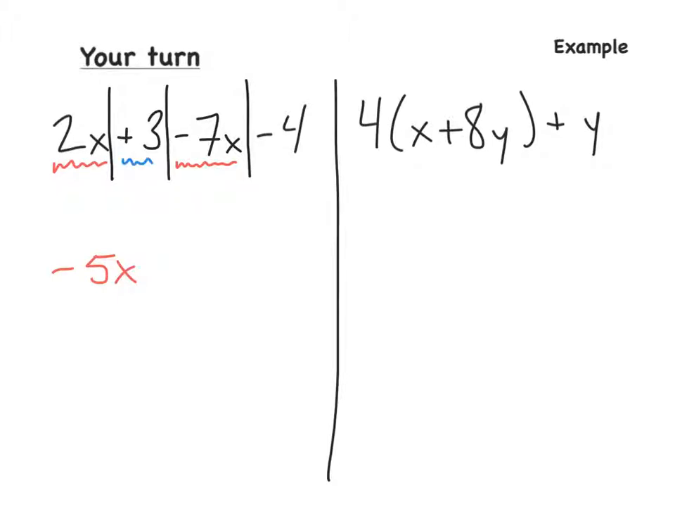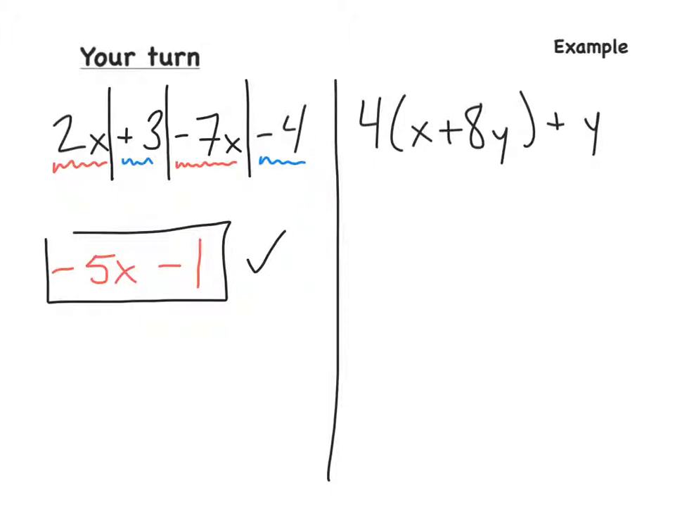Now we can combine the constants. We have a plus 3 and we have a minus 4. If we have a positive 3 minus 4, that's equal to a negative 1, or we can rewrite it as a minus 1. So this is our final answer.